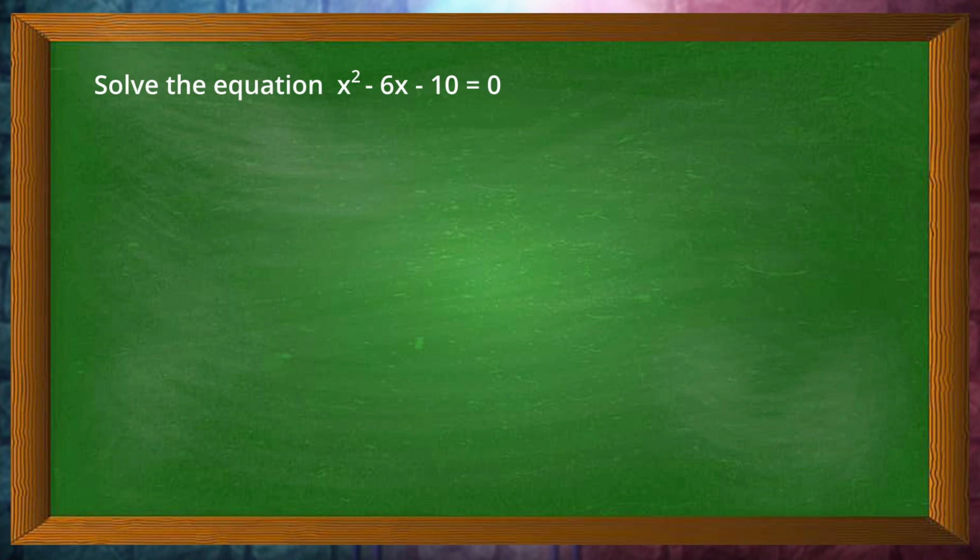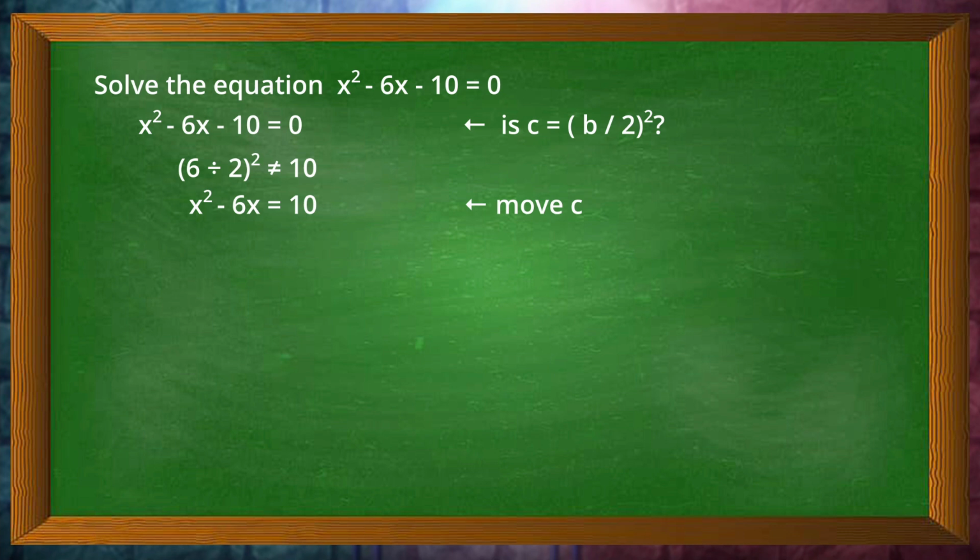Sometimes a quadratic equation does not have perfect squares on each side and does not factorize. This is where you have to complete the square first to be able to solve the equation. We can solve the equation x squared minus 6x minus 10 is equal to 0. First, check the relationship between 6 and 10. Half of 6 squared is not 10. So 10 is not the number we want or need. Move it to the right hand side by adding 10 to both sides.